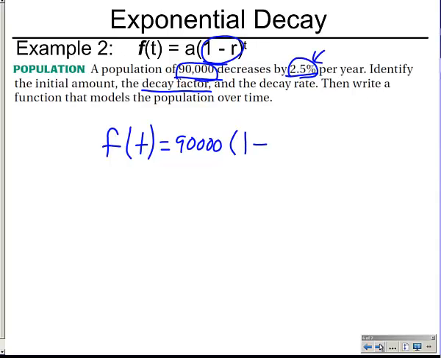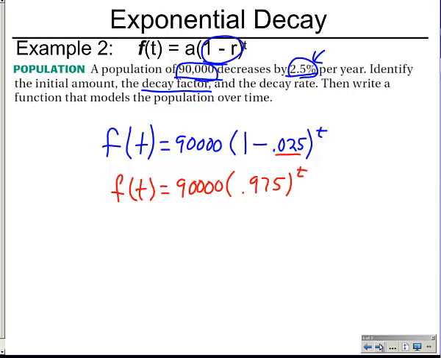Now when we go to put this decay rate in, we've got to put it in as a decimal equivalency, so that would be 0.025, and then we're going to raise that to the t power. And then all we're going to do is simplify it, because this is the decay rate, and we want to turn that into a decay factor. So f of t is equal to 90,000 times, and 1 minus 0.025 will leave us with 0.975 to the t power.